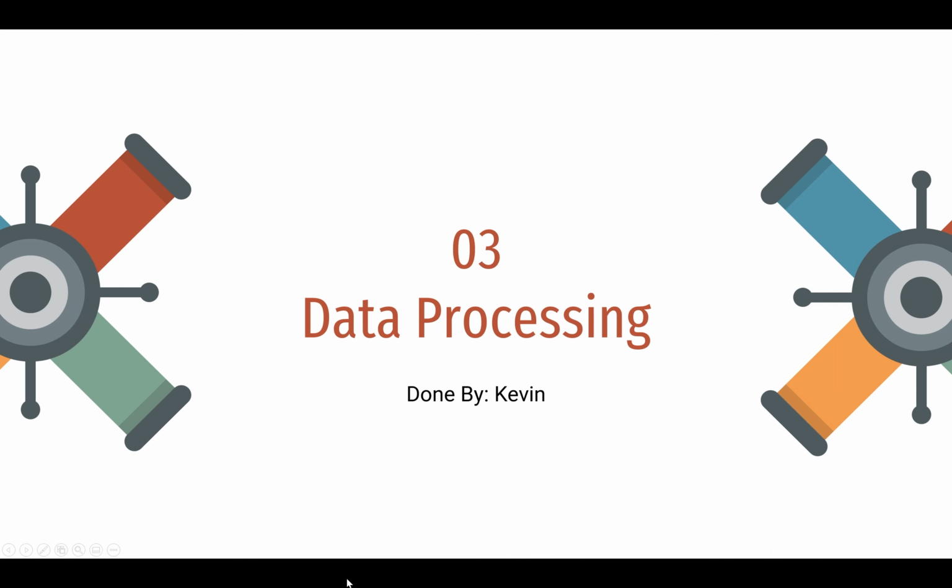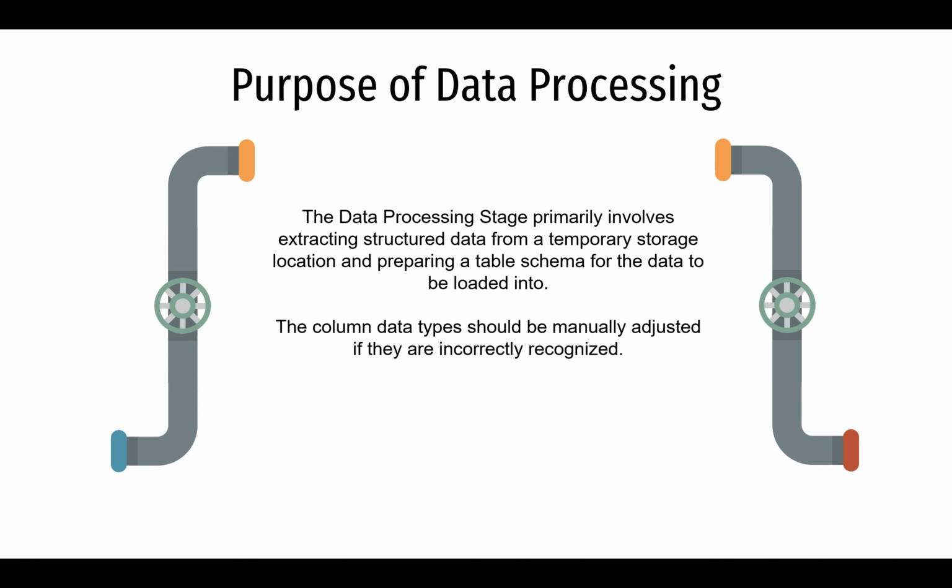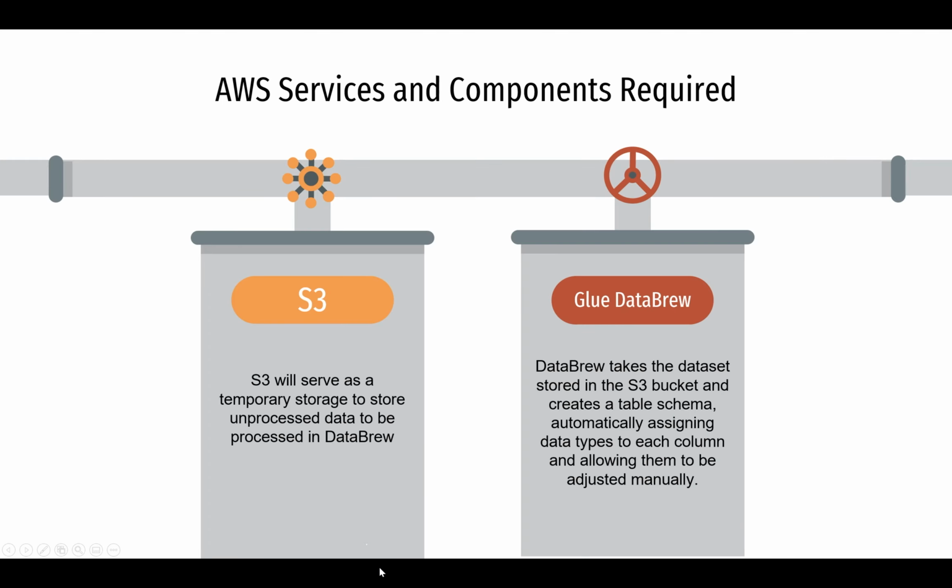Thank you, Zhao. So I'll start by first explaining the purpose of having the data process. At this stage, we extract the structured data from a temporary storage, and we will be preparing a table schema for the data to be loaded into. The column data types should be manually adjusted if they are incorrectly recognized. See an example of that later.